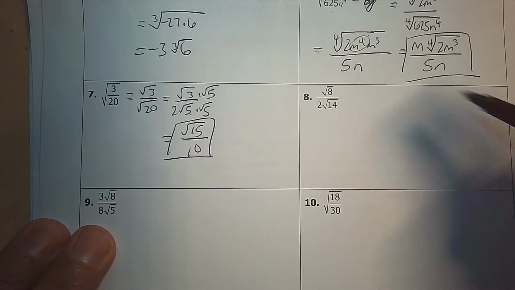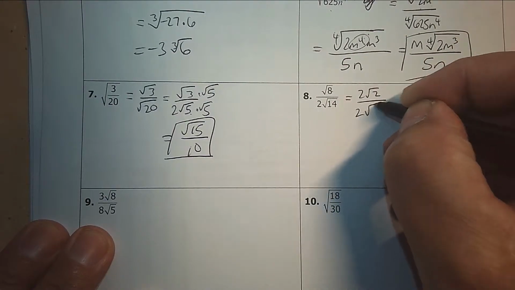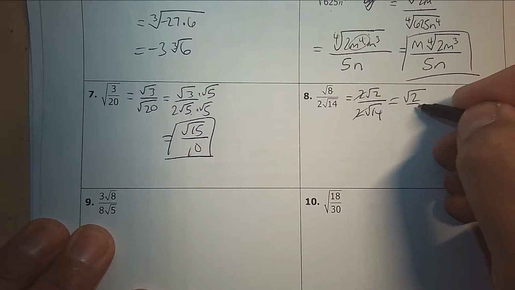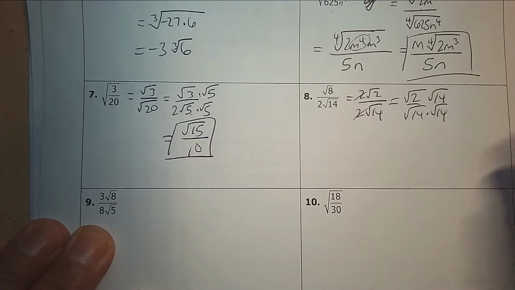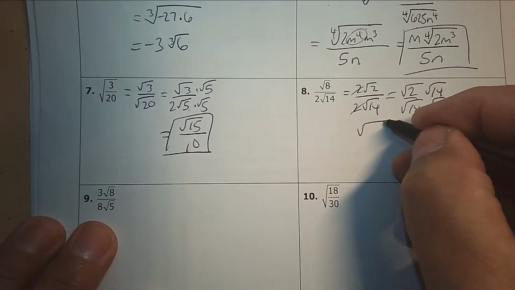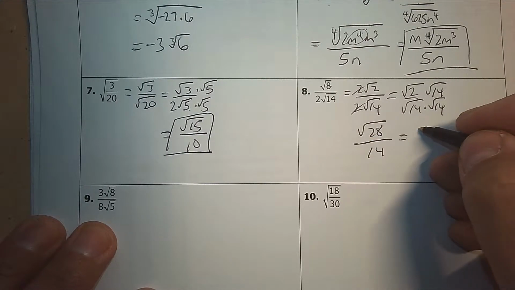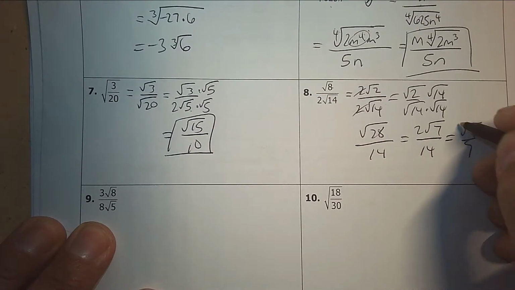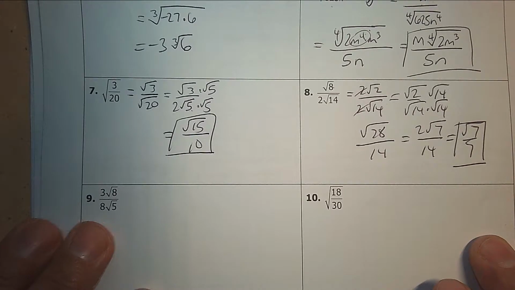Same thing here. So I'm first going to look to see this is 2 root 2 and 2 root 14. So notice the 2's divide out. So then I can focus on the radicals. So to make it a rational number, I'm going to multiply top and bottom by root 14. So it's root 28 over 14. 28 is 4 times 7, so it's 2 root 7. And 2 goes into 14 7 times, so it's root 7 over 7.